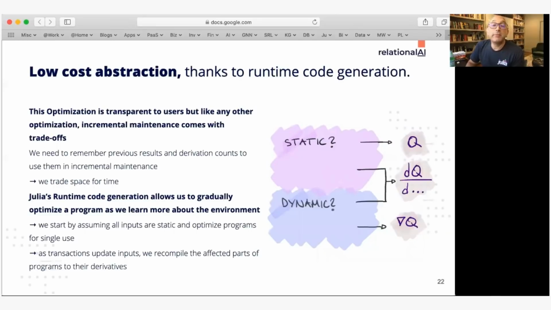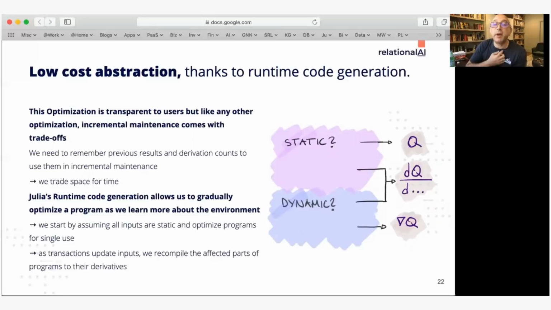So like any other optimization, incremental maintenance comes with trade-offs because we need to remember previous results to use them in incremental maintenance. So effectively, we're trading off space and time. Ideally, we don't want the user to have to worry about these trade-offs, and users shouldn't need to know anything about incremental maintenance other than it just works. And Julia helps us with this because it makes it easier to gradually optimize the program as we learn more about how it's being used.